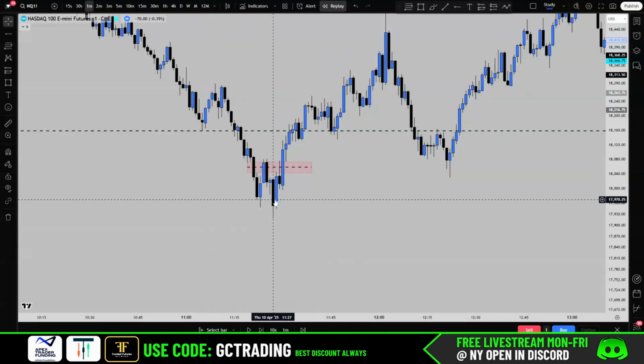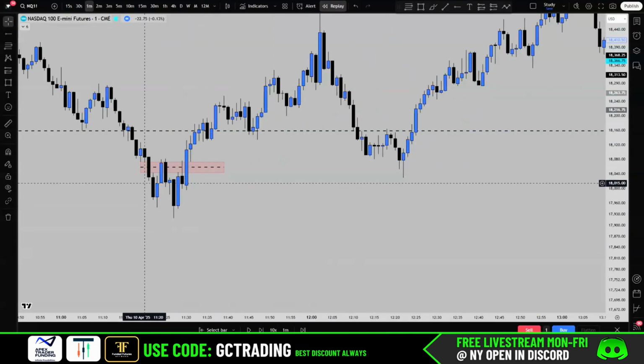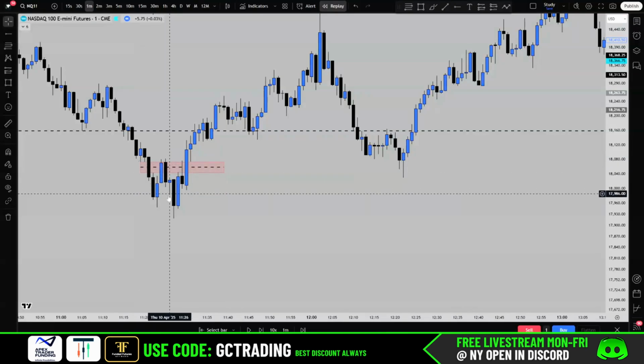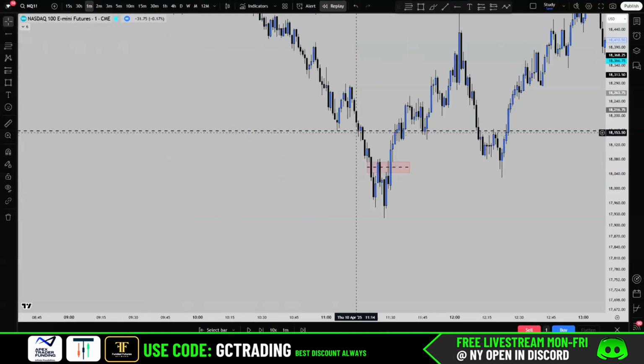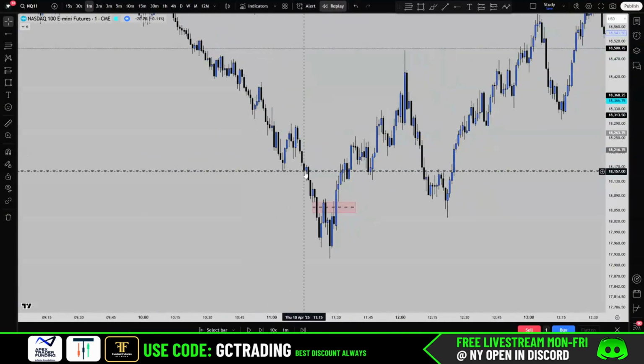And on this inversion, we have another manipulation leg. So you can see right here, we form this fair value gap, pull back up to it, respect it, come back down, take out that low, and then we rip through it and we rip higher. This right here is also 50% of a 1 hour FVG.